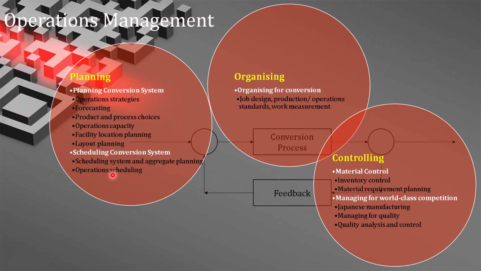And a very important aspect, that is operations scheduling. That means how the activities should be scheduled one after another so that we are able to finish them in the minimum possible time with minimum resources. Controlling basically looks at controlling the inventory, materials requirement planning. Here we also take the help of Japanese manufacturing concepts. We try to manage for the quality.